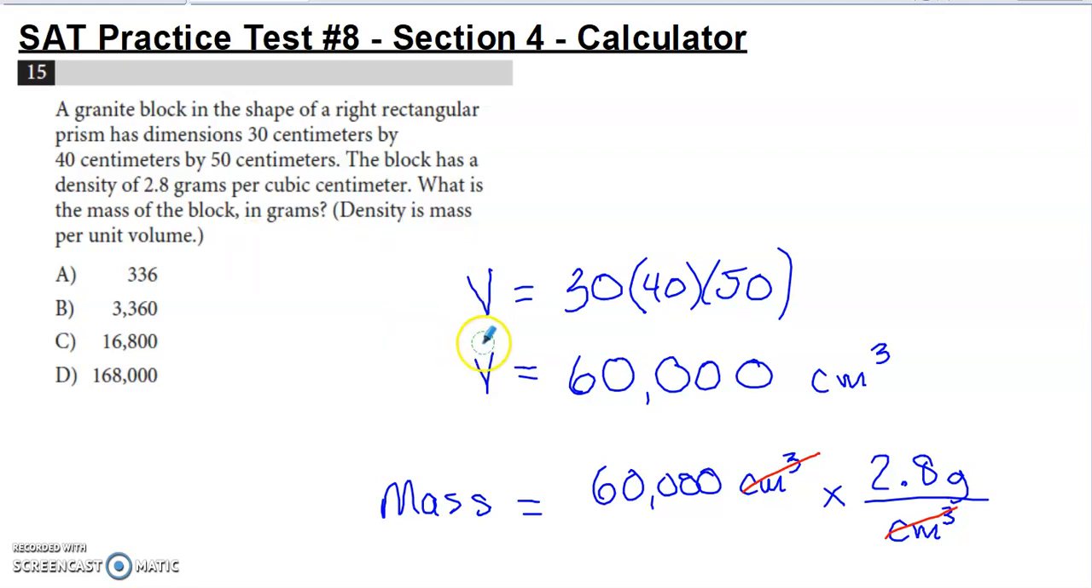So I started by finding the volume of the block. The volume of the block is just going to be length times width times height, so 30 times 40 times 50. That'll give you 60,000 cubic centimeters for the volume.